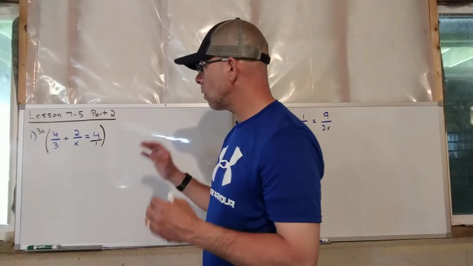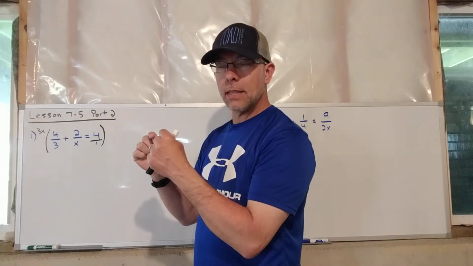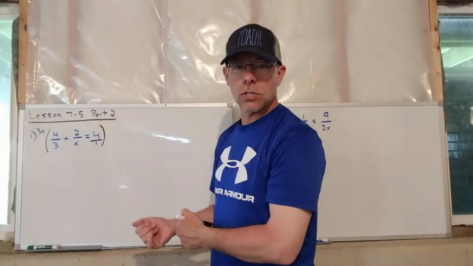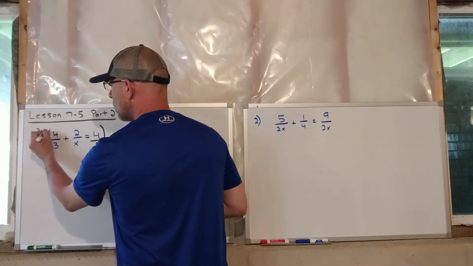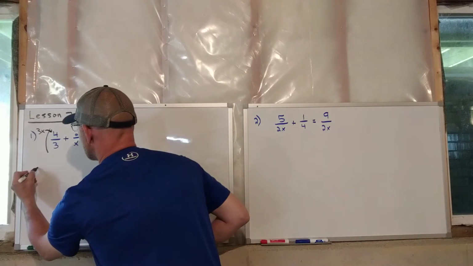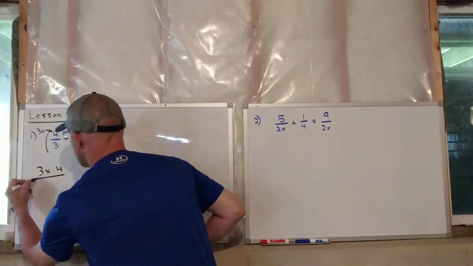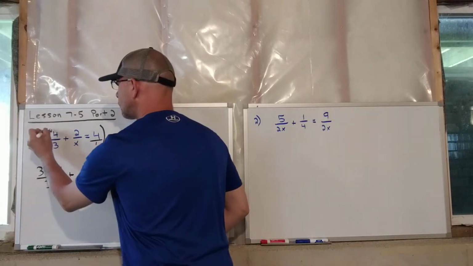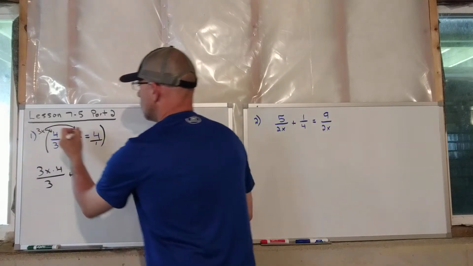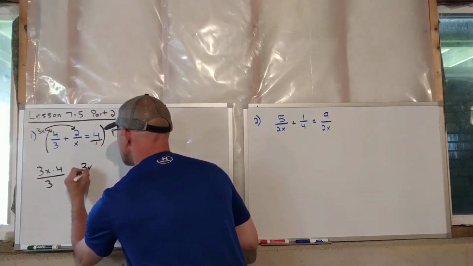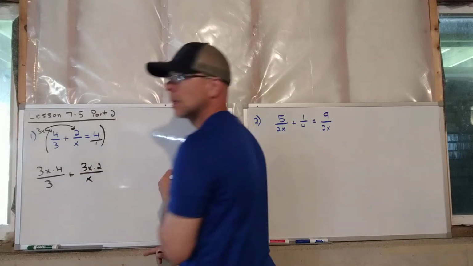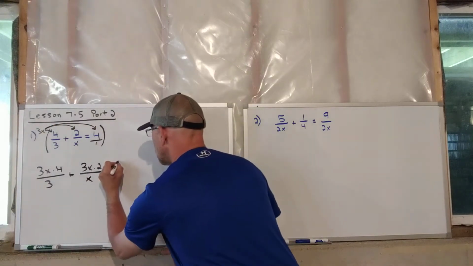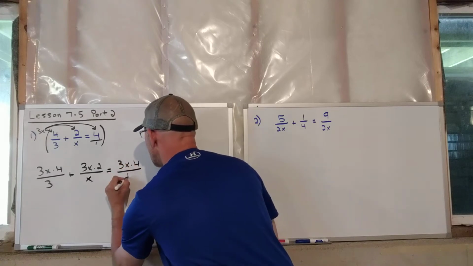So here we go. Now I am going to not fully multiply these yet. I'm going to leave them in multiplied pieces. You'll see what I mean. This is a little tedious, but it's important to you understanding it. So when this multiplies, we're going to call it 3x times 4 over 3. See, multiplies to the numerator, doesn't change the denominator. Plus, distribute here. We think of that as 3x times 2 over x. Equals, we think of this as 3x times 4 over 1.